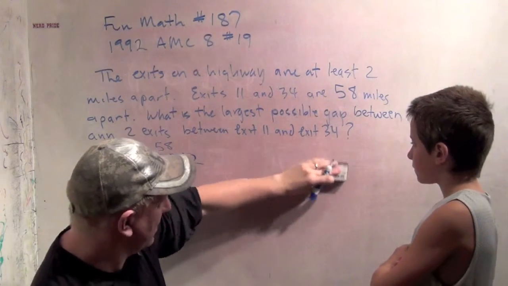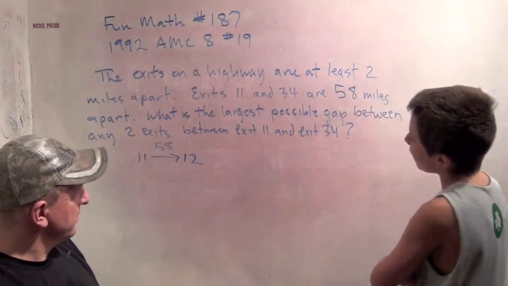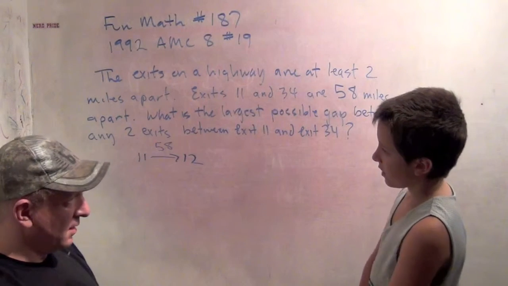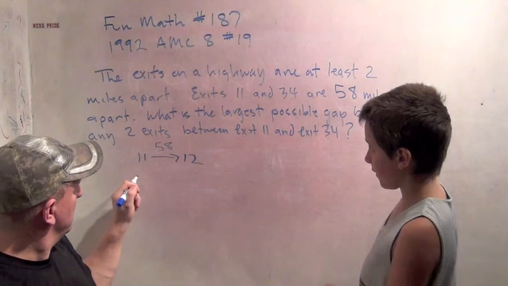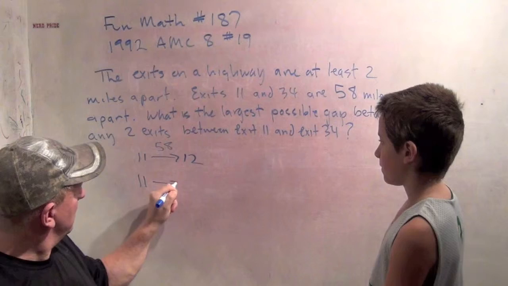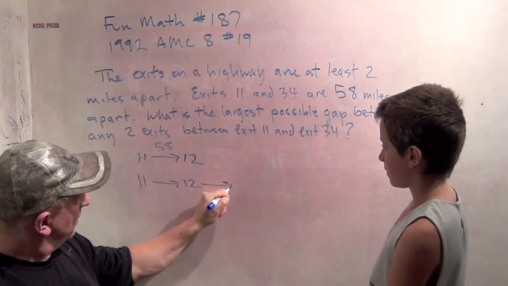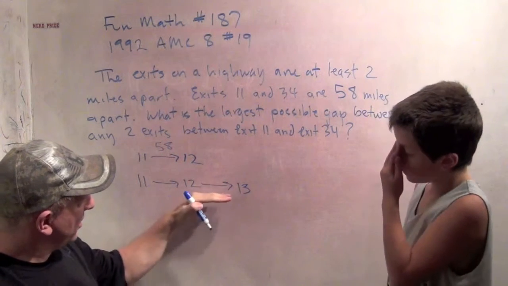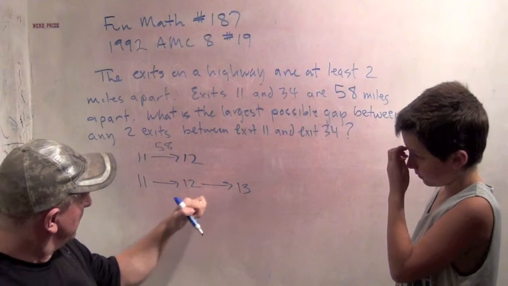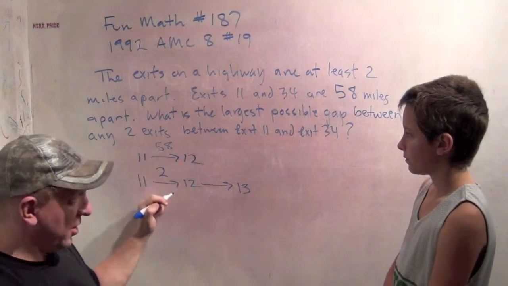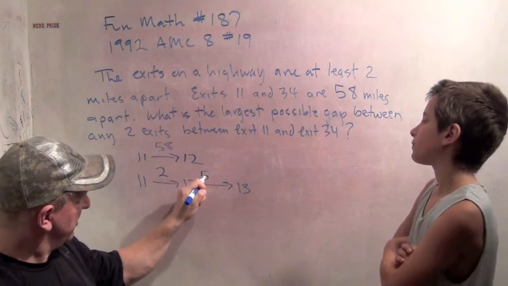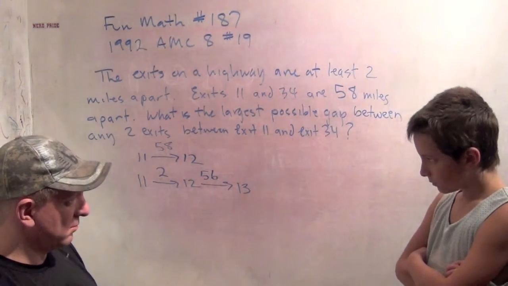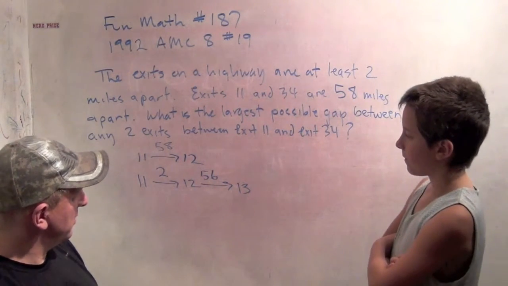Okay, that's helpful. What's next? Now 11 to 13, we'd have a 2 and a 56. 11, 12, 13. If we're trying to make the largest gap as large as possible, if we're trying to make the other gaps small, that'd be 2, and this would be 56. Make sense? Yeah. All right.